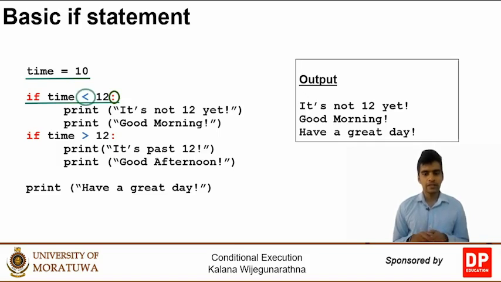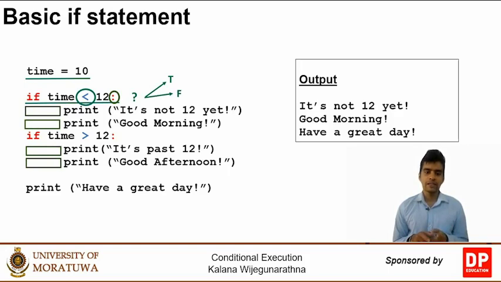In this line, the less than operator checks if the time is less than 12. If it is, it returns true. If it is not, it returns false. Notice also these leading spaces. Unlike many other programming languages, leading spaces like these carry syntactical meaning in Python. You can use a tab or spaces to make this indentation.